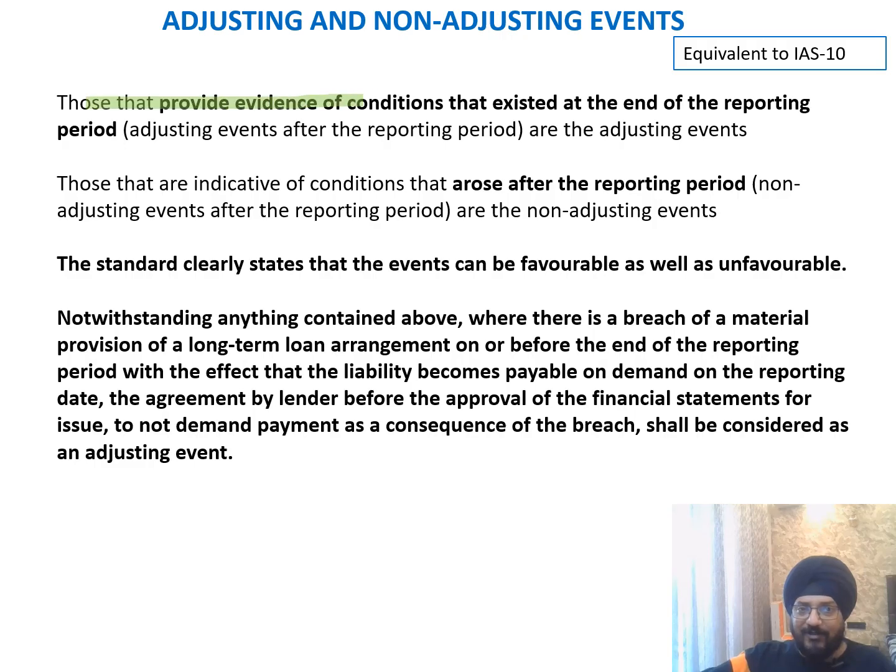Those that provide evidence of the condition that existed at the end of the reporting period. So basically any information, not just material, any information that will impact the condition that existed on the reporting date, and if at all there are some changes in those conditions between the reporting date and the approval of the financials, it requires an adjustment in the financials. So we'll talk about what is the treatment of the adjusting event.